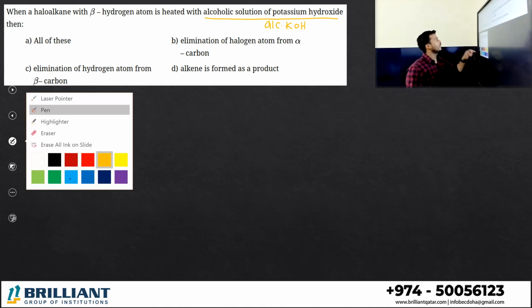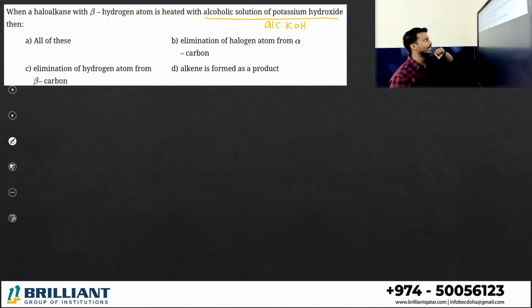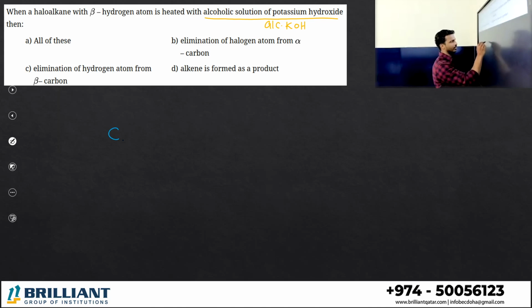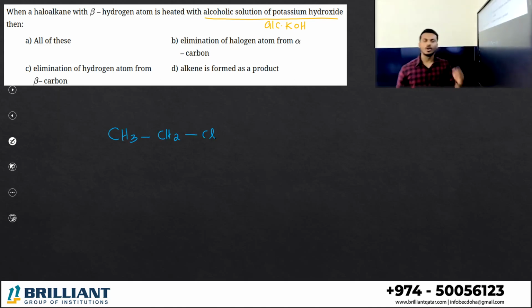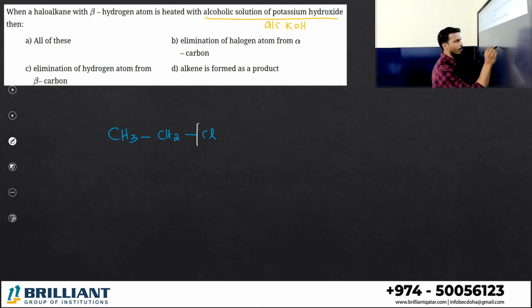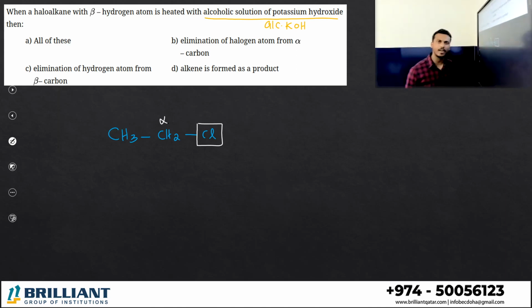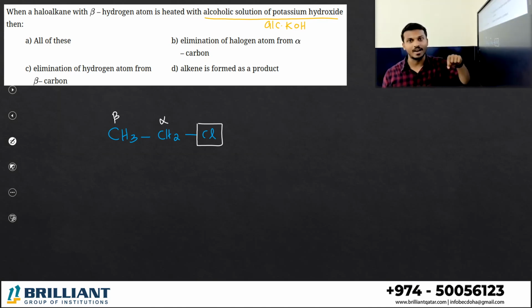Okay. So question, when a haloalkane with a beta hydrogen atom, let me take a haloalkane CH3, CH2, chlorine. What is this compound? Chloroethane. So, this is the halogen present in this compound. Halogen directly connected carbon is called alpha carbon, and alpha carbon containing hydrogen is called alpha hydrogen. So, there are two alpha hydrogen. Alpha carbon directly connected carbon is called beta carbon. Beta carbon containing hydrogen is said to be beta hydrogen.